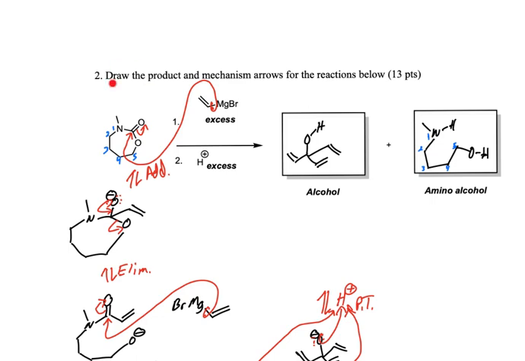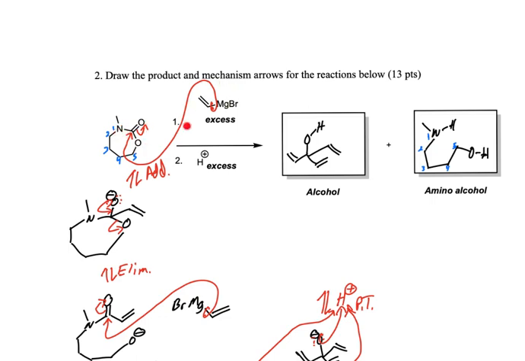All right, so number 2, draw the product and mechanism arrows for the reactions below. So here we have what is called a carbamate. You wouldn't know that, but that's a carbamate. It's not an amide, it's not an ester, it's a carbamate. So carbonyl with 2 leaving groups on either side.